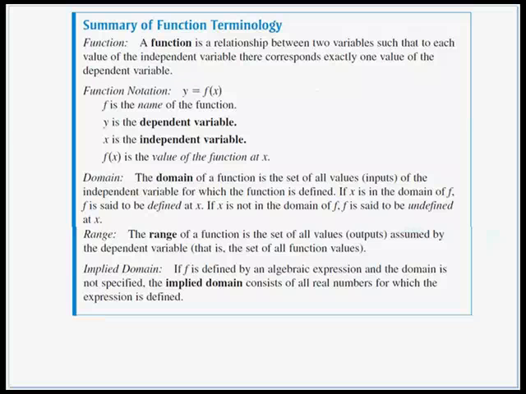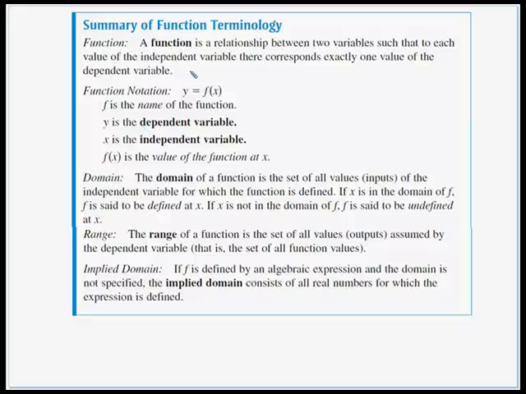Let's see here. So a little summary of function terminology. A function is a relationship between two variables such that to each value of the independent variable there corresponds exactly one value of the dependent variable. And then we have our function notation: y equals f of x. f is the name of the function. Remember, we've done g of x or h of x or whatever you want to call it. Whatever that letter is in front, that's the name of the function.